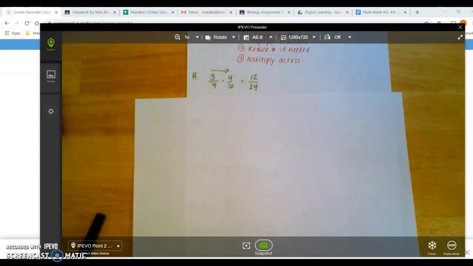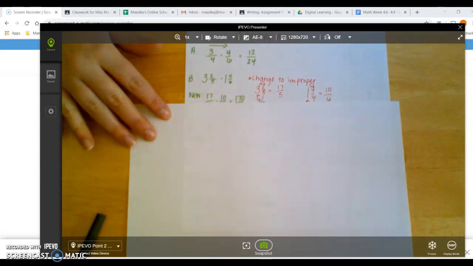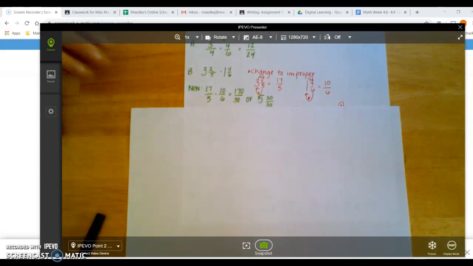Right here we have 3/4 times 4/6. I know those numbers. I can multiply them. 3 times 4 is 12. 4 times 6 is 24. Easy as that. Your answer is 12/24. Okay, let's look at this next one that we have.